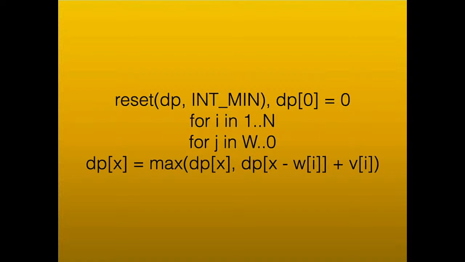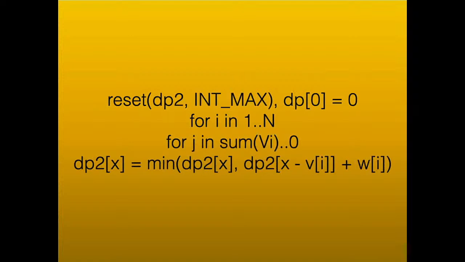You either do not take the ith item, or you take the ith item and the remaining weight becomes j minus w_i. This should be j, not x. Okay, but you get the idea. And then plus p_i, because the value increases.